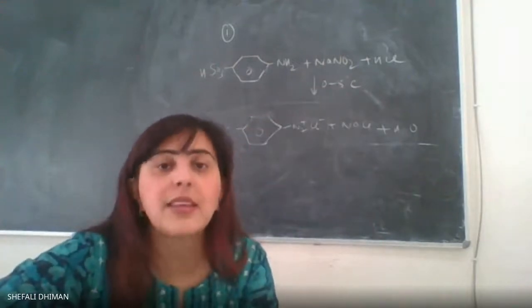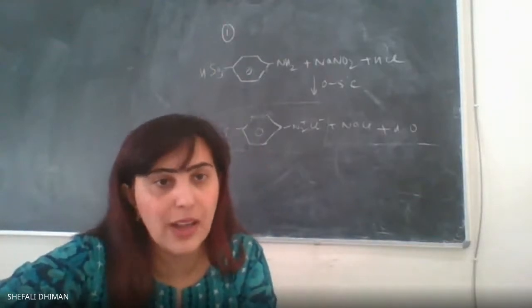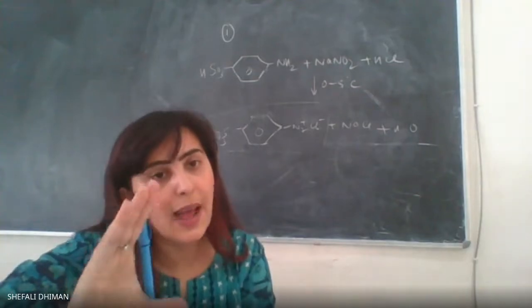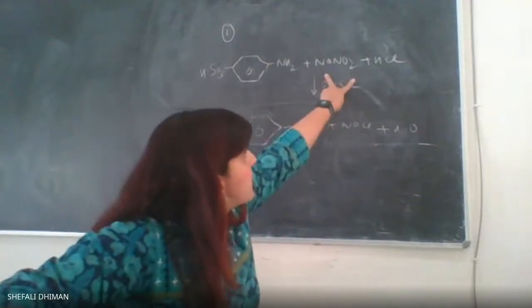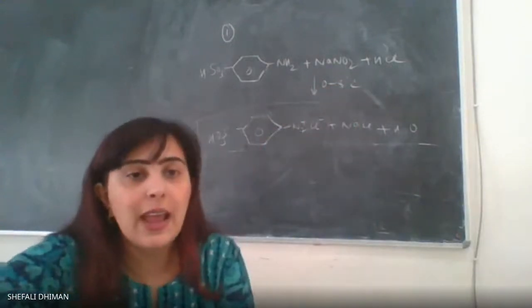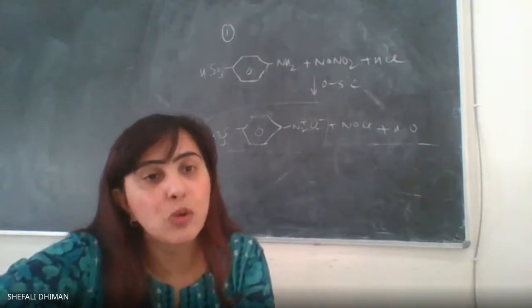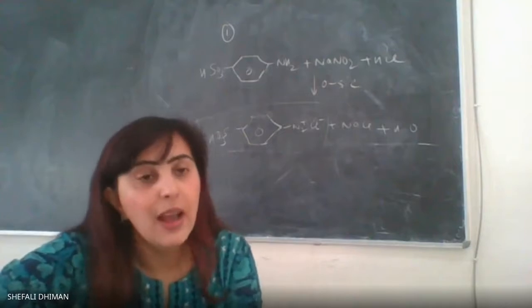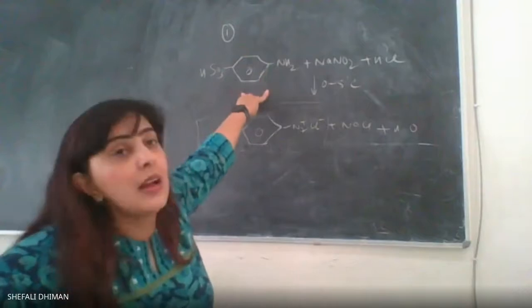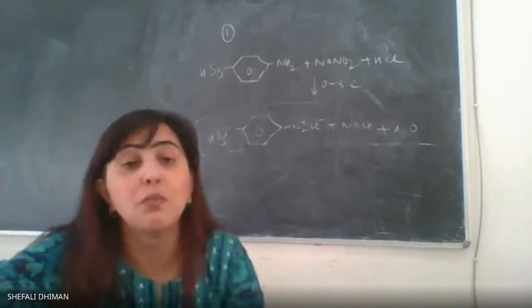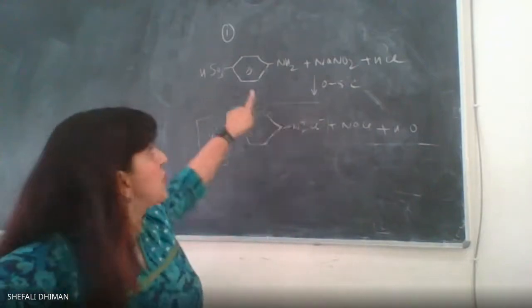NaNO2 and HCl will react in situ to form nitrous acid, not nitric acid. Nitric acid is available as a lab reagent. So we need to prepare nitrous acid, and nitrous acid would be prepared by reacting NaNO2, sodium nitrite, with HCl. When we react sodium nitrite with HCl, it is going to form nitrous acid, and this nitrous acid is going to attack the NH2 group to form the diazonium salt.